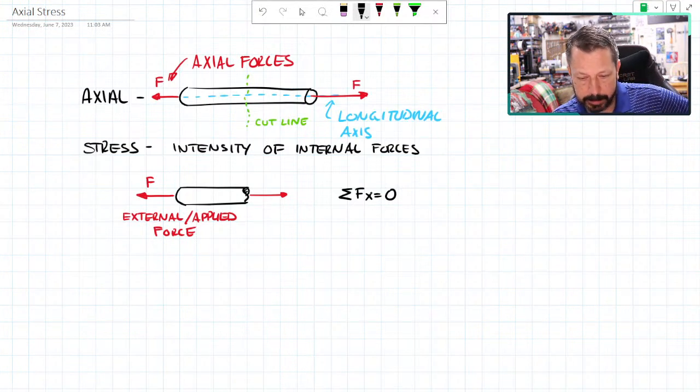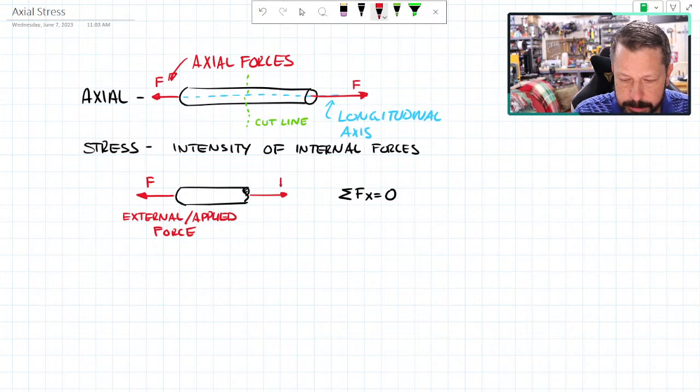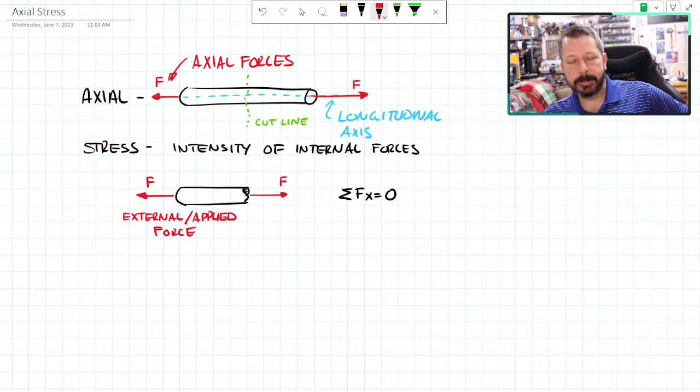And if I look at it, my equilibrium equation says that, in order for this thing to be in equilibrium, this internal force has to equal F. Otherwise, they're not balanced, and the little piece that I've drawn is moving away from the rest of the body. And that's not happening.